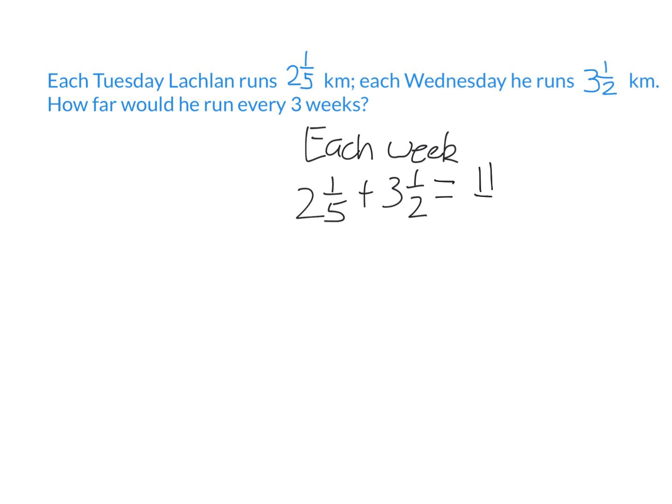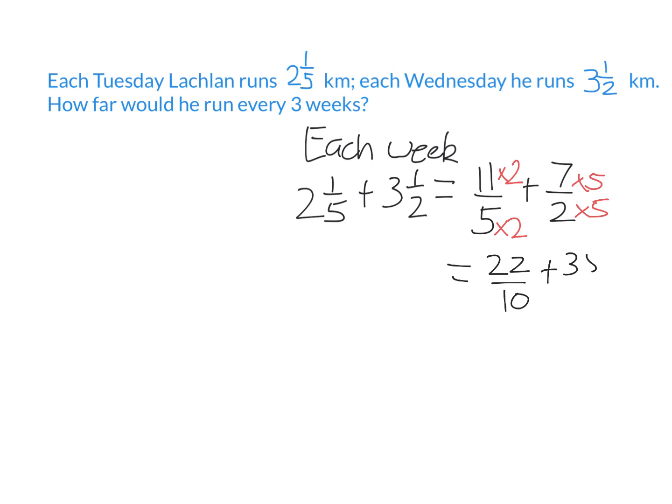So 2 and 1/5 is 11 over 5. 3 1/2 is 7 over 2. So to add together two fractions, they need to have the same denominator. So lowest common multiple of 5 and 2 is 10. So if I times top and bottom by 2, top and bottom by 5, both of these fractions will now have denominator 10. I get 22 over 10 plus 35 over 10. So now we just add together the two numerators. I get 57 over 10. That's how far he goes each week.